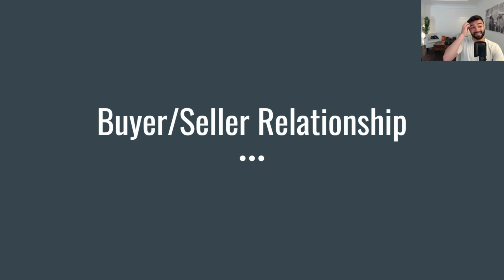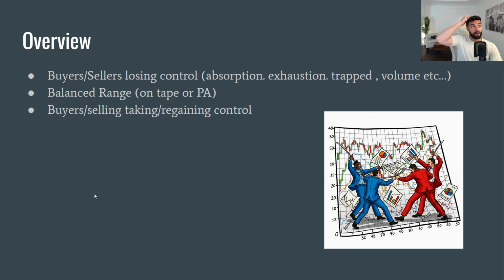The next thing we need to understand is the relationship between the buyers and sellers, so buyers and sellers losing control. We'll talk about that. We'll just mention absorption, exhaustion, trapped, the volume, whatever it is. Basically, all it is is absorption and exhaustion.